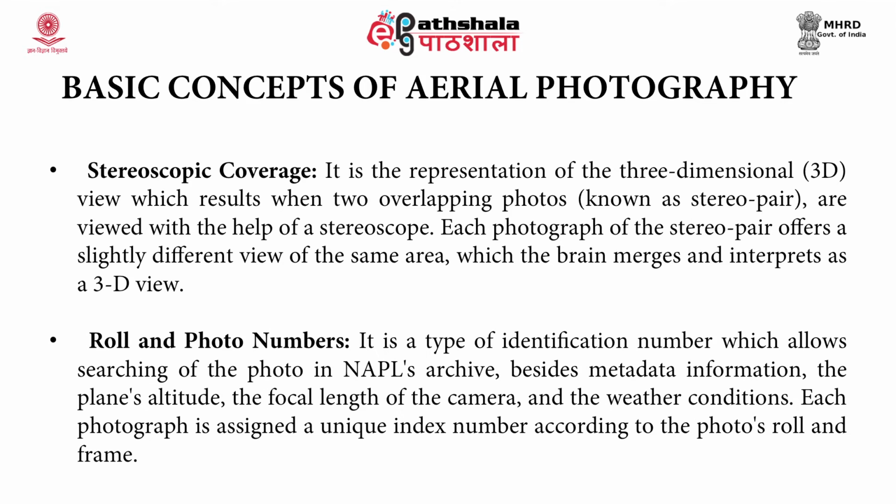Roll and photo numbers is a type of identification number which allows searching of the photo in the NAPL's archive. Besides this, metadata information includes the plane's altitude, the focal length of the camera, and the weather conditions. Each photograph is assigned a unique index number according to the photo's roll and frame.